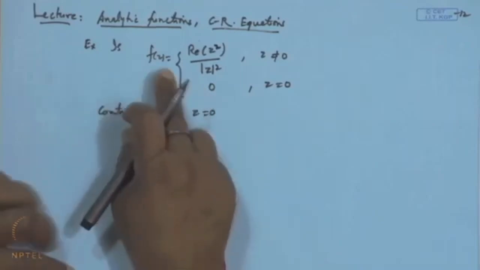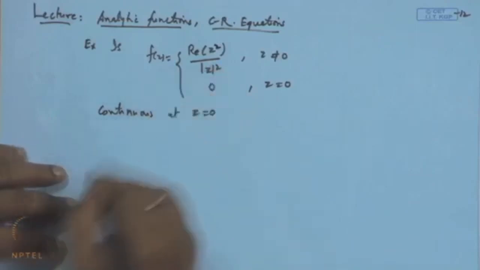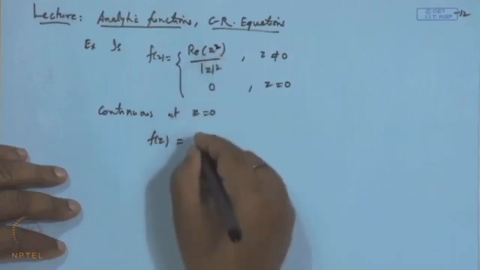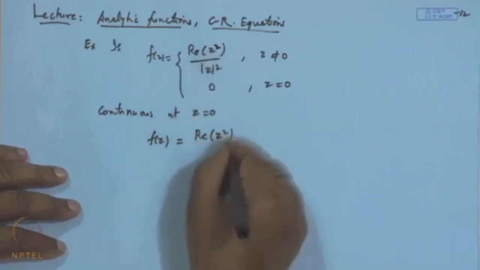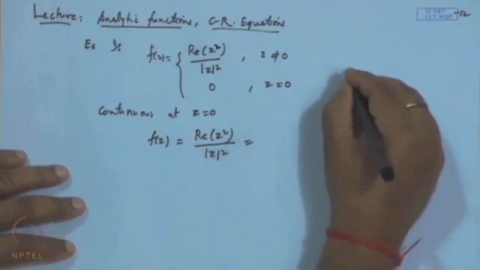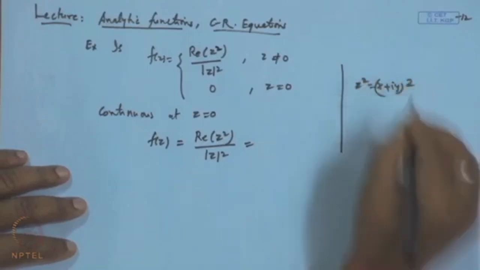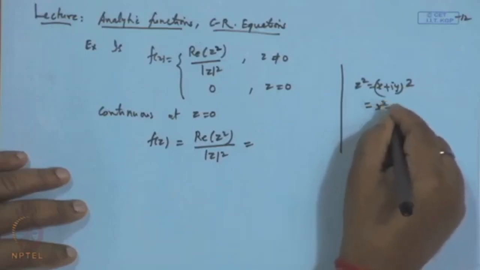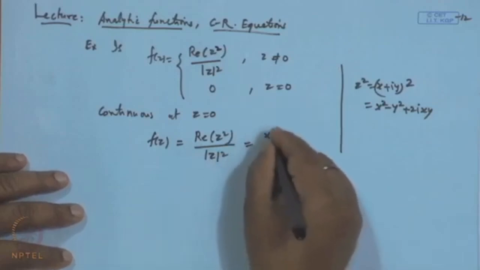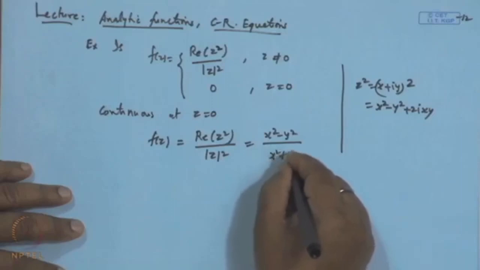Now, you have to calculate the limit of this function f(z) when z approaches 0. If we look at the function, f(z) is the real part of z square divided by mod z square. Here z square is (x plus iy) whole square, which is x square minus y square plus 2ixy. So, the real part over mod z square is (x square minus y square) over (x square plus y square).